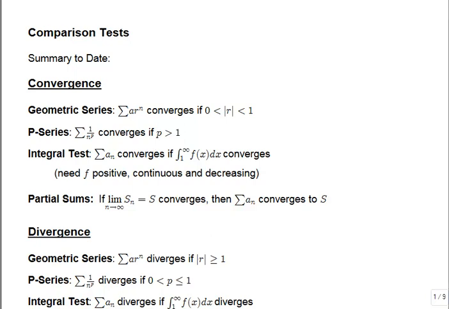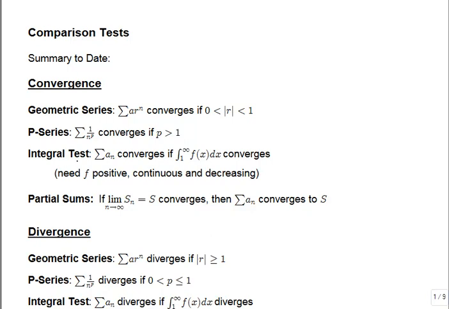Let's do a quick summary so far of all of the tests that we know to prove whether or not a series converges or diverges. Let's start with convergence tests. If we know that we have a geometric series of the form a r to the n, it will converge if this r is in absolute value between 0 and 1. If you have a p series, which is of the form 1 over n to the p, then that will converge if p is greater than 1.